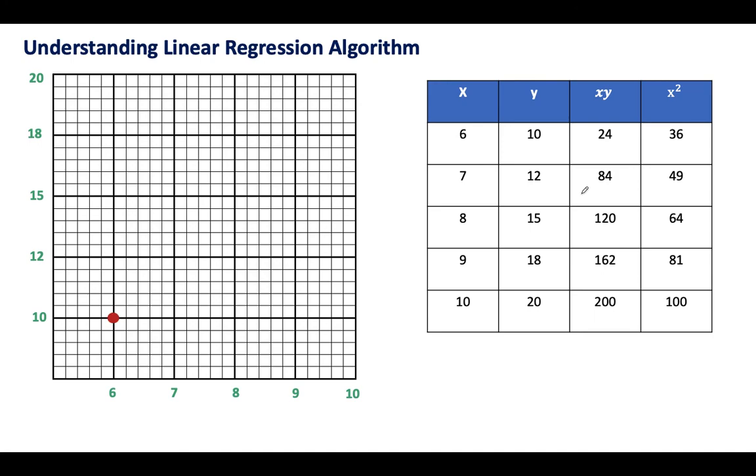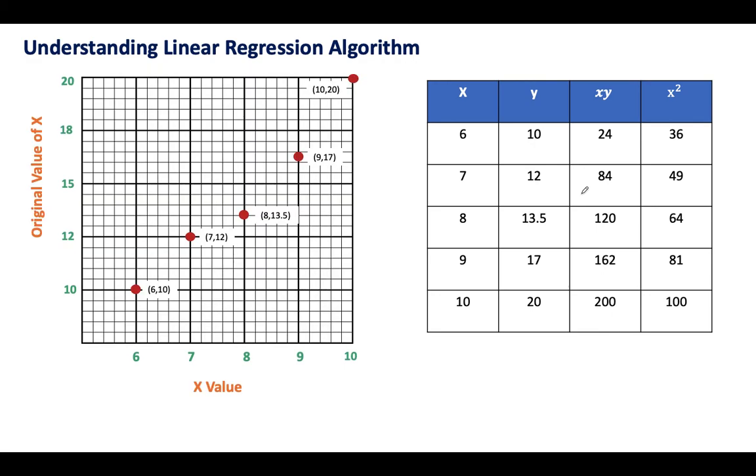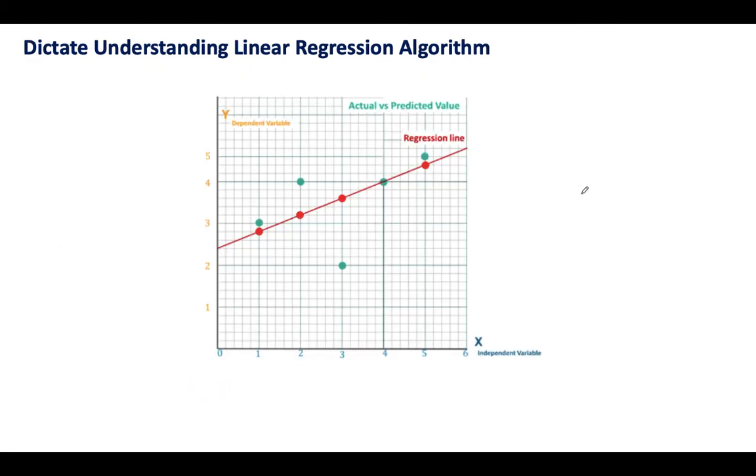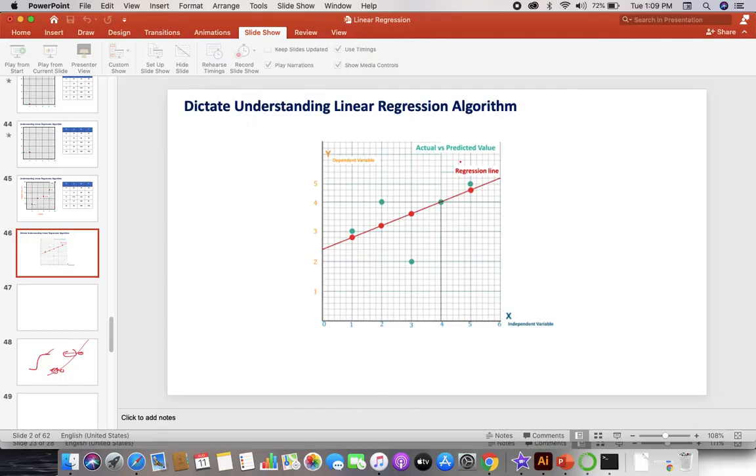So for 6 to 10, right? For 6, the y equals 10. For 7, it's 12, for 8, 13.5, for 9, 17 and for 10, 20, right? And then we will get a quick graph of this, okay? So this is the actual versus predicted graph you are having, okay? That's how we ended up with these small things, okay?